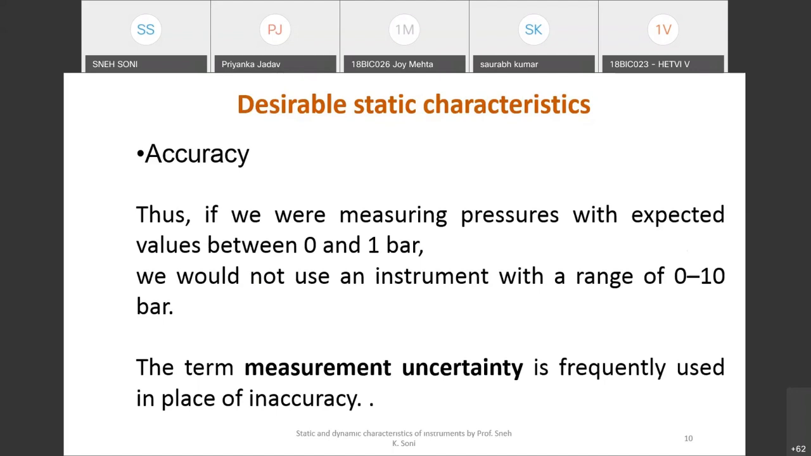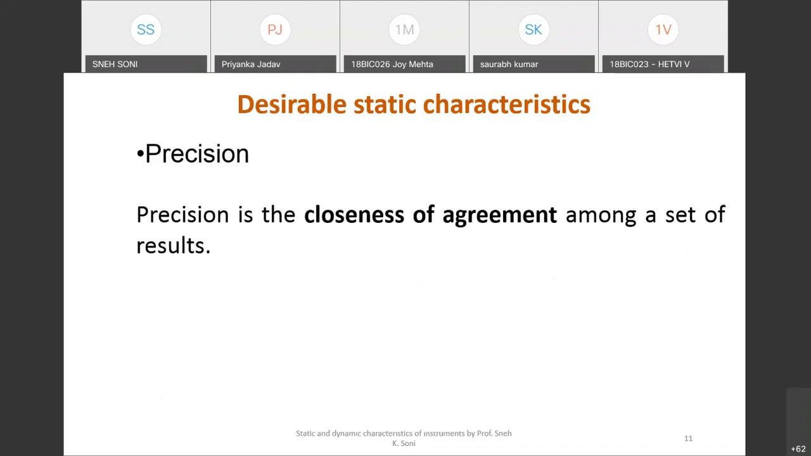This is one of the important points which you need to understand with reference to measurement. Am I clear with the term accuracy? Because now we'll be moving to the next term. All of you are clear? Good. Now we are moving ahead. Next term is precision.